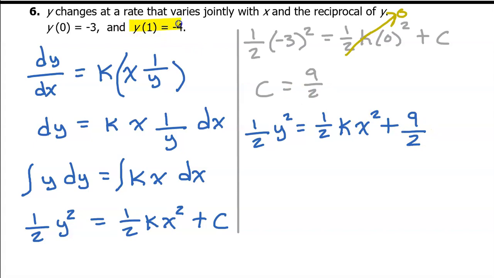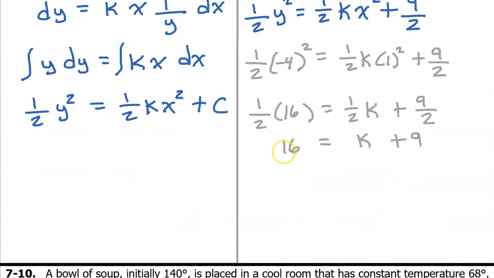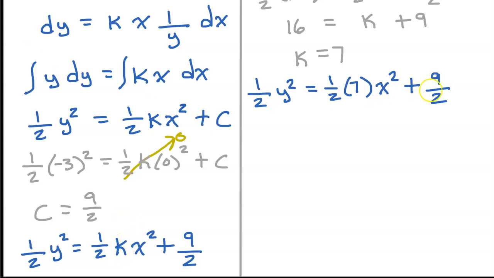Let's use the other initial condition to find the value of k. When x equals 1, y equals negative 4. So substituting 1 for x and negative 4 for y, we have this. Squaring the negative 4 and the 1, we have this. Multiplying both sides of the equation by 2, we have this. Subtracting 9 from both sides, we have k is equal to 7. Let's put 7 in for k right here. So now we have this. Multiplying both sides of the equation by 2 gives us this.